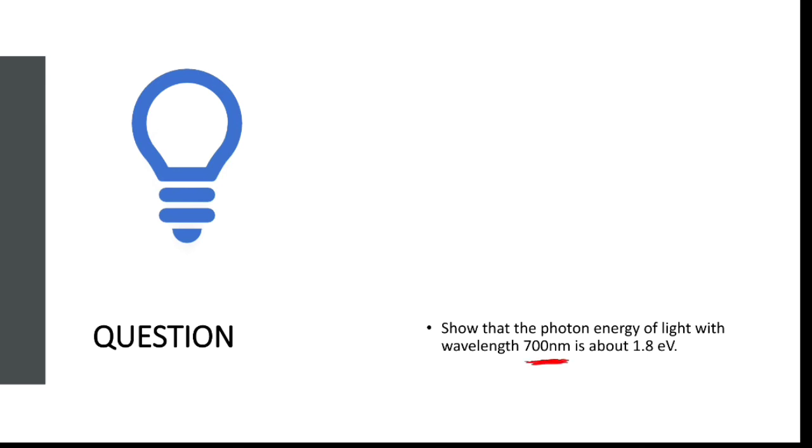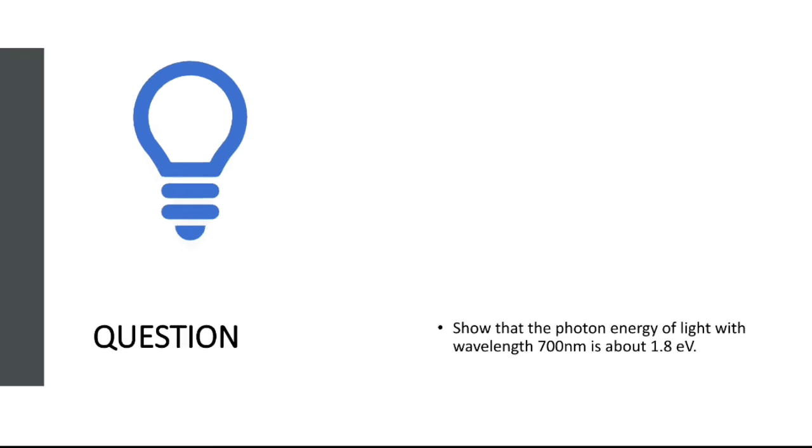So here's a question for you. It says show that the photon energy of light with wavelength 700 nanometers is about 1.8 electron volts. First of all, nanometers is in the range of 10 raised to the power of minus 9, so you should take that into consideration when you're doing your working. Go ahead and pause this video.